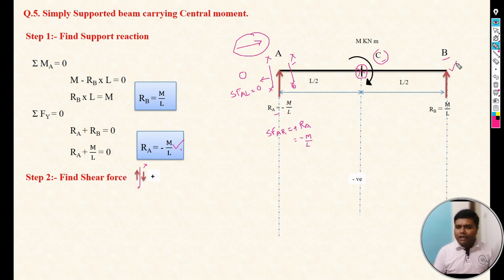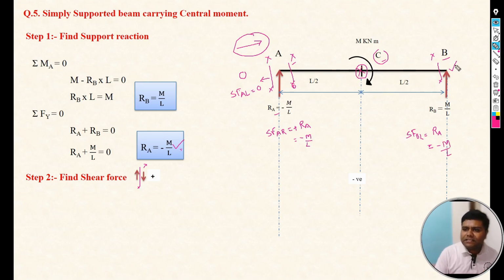Now again at B point take a section on the left, then focus on the left of that particular section, so we can say shear force B left. If you see in the left part of that section, only one force is there, that is Ra, and again Ra is upward. So as per the sign convention, Ra should be considered as positive, but Ra is minus M by L. So the shear force B left is minus M by L.